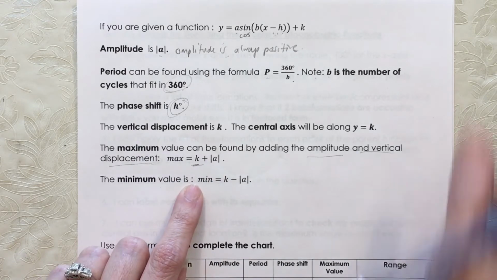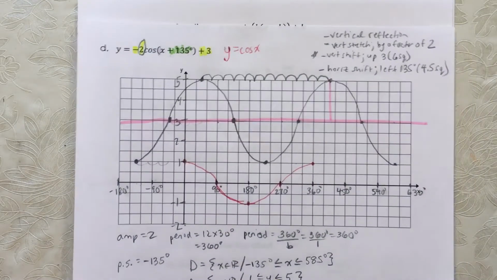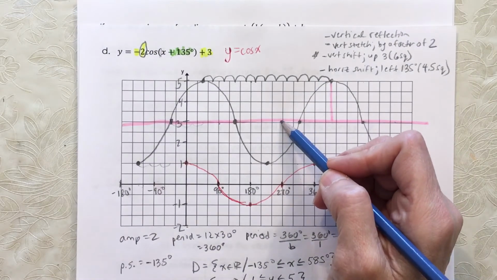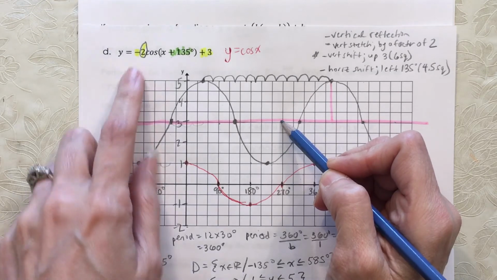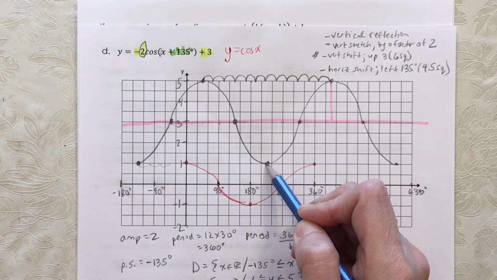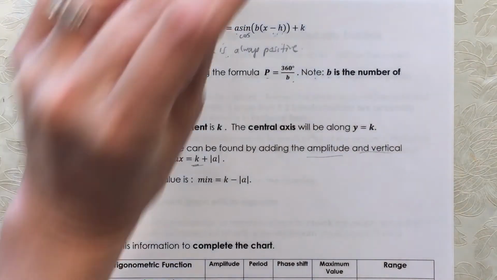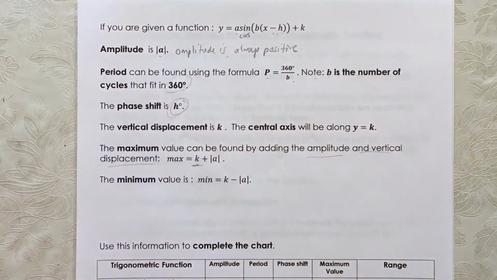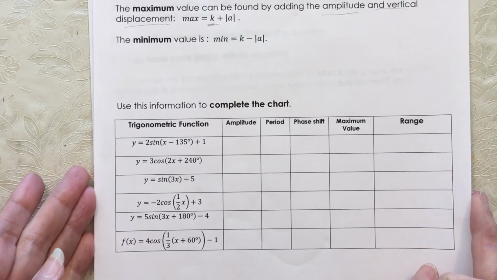And your minimum value, similarly, if we look back at this question here, is your k value, which was 3, minus your amplitude, which was 2. 3 minus 2 is 1, and that does turn out to be our minimum. Okay, so to get the minimum, you can do k minus a, which means that we should be able to fill out a chart like this without having to draw our pictures.